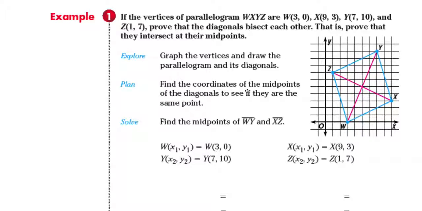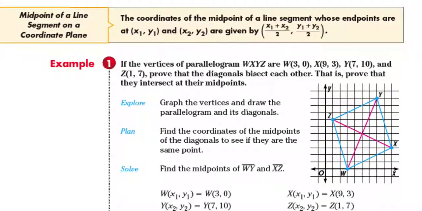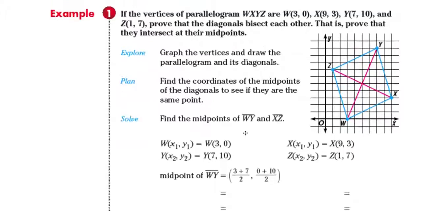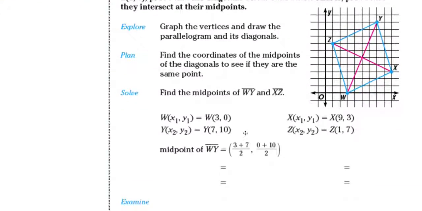That means we need to apply the midpoint formula. Using the midpoint formula on segment WY, you get x sub 1 plus x sub 2, 3 plus 7 divided by 2, and 0 plus 10 all over 2 for our y coordinate. We end up with 10 over 2, 10 over 2, so the midpoint of segment WY would be (5, 5). So that is 1, 2, 3, 4, 5, and 1, 2, 3, 4, 5, and there you go, (5, 5) right there.